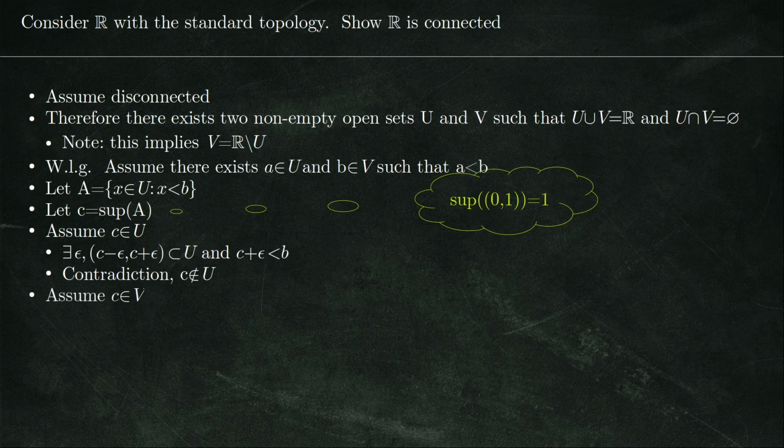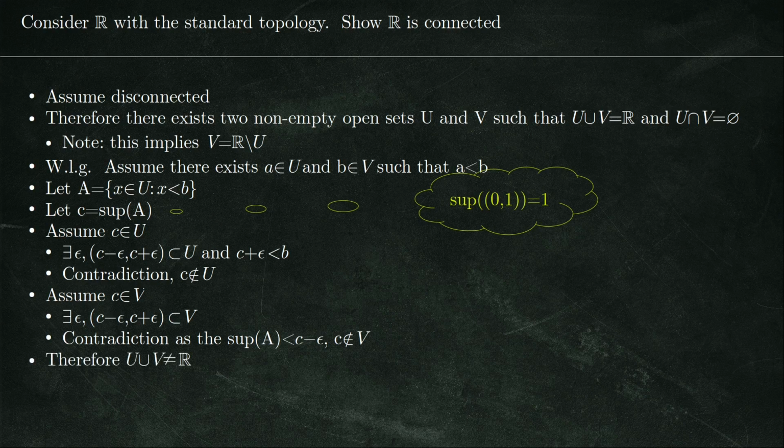Similarly, let's assume c is in V. Again, V is open, so there exists an epsilon such that (c − ε, c + ε) is fully contained in V. But this is a contradiction, as the supremum of A must be less than c − ε. As if it were not the case, then this interval would not be fully contained in V. Therefore, the point c is not in the set V either.